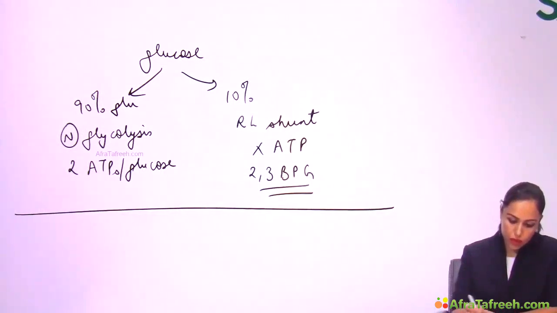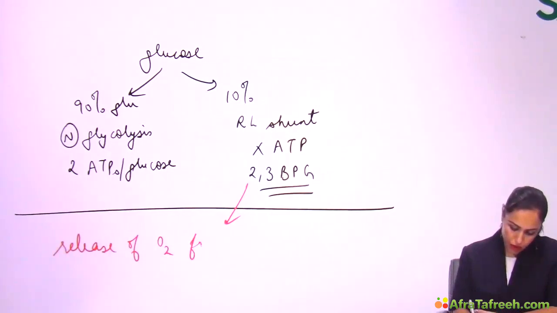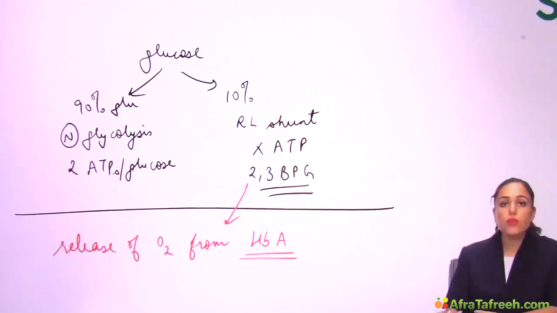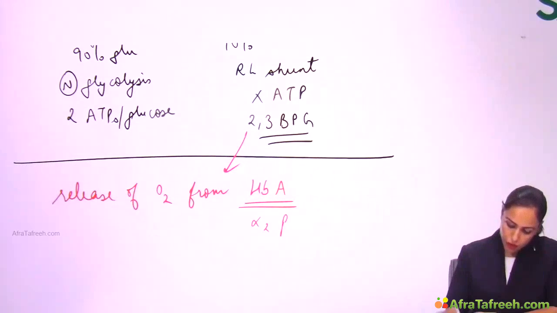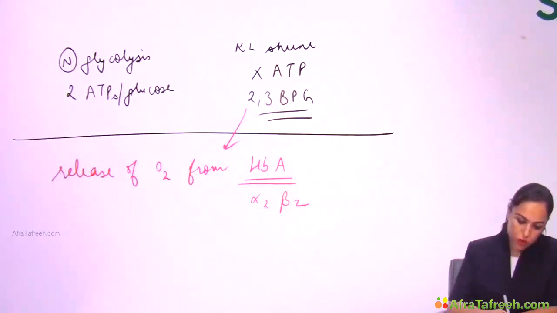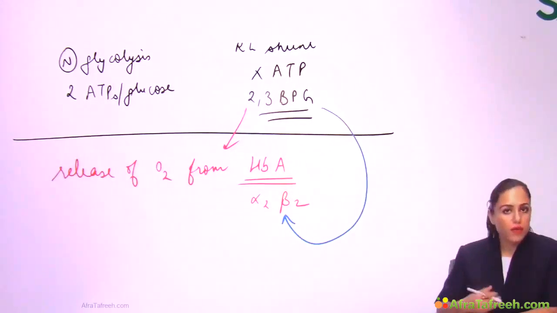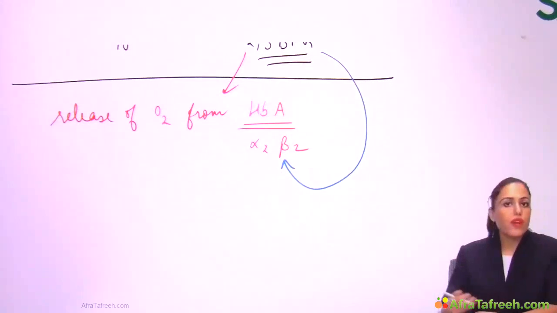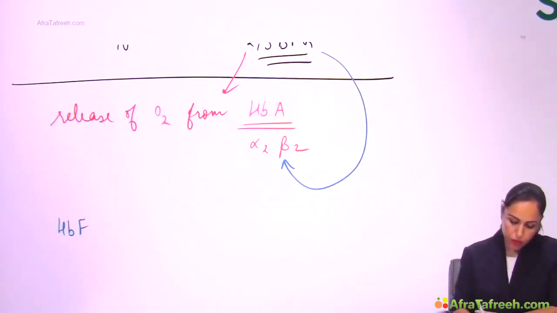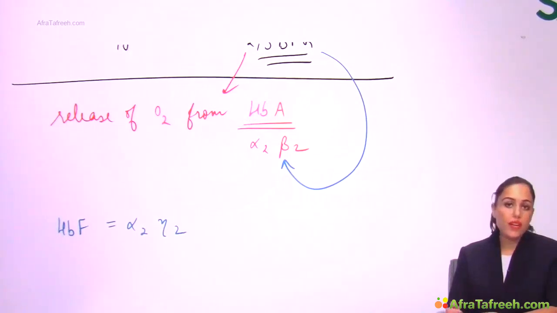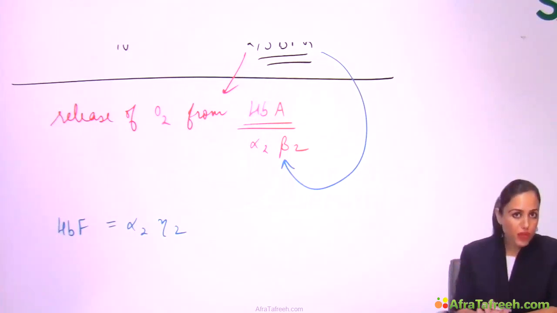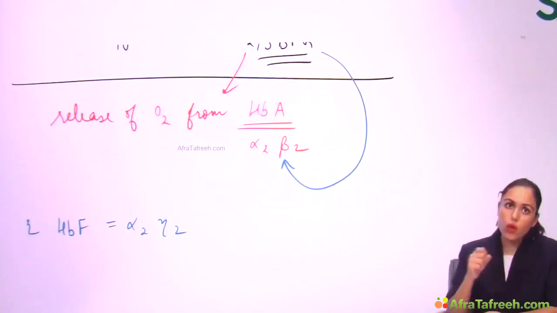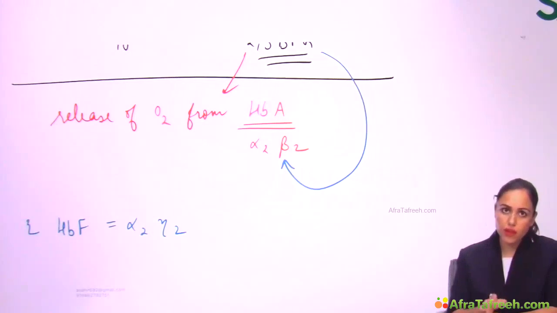So what is the use of this compound 2,3-BPG in RBCs? This 2,3-BPG is used for the release of oxygen from hemoglobin A. It can only affect hemoglobin A because hemoglobin A is 2 alpha 2 beta chains, and 2,3-BPG binds to the beta chain and affects the release of oxygen. Therefore, it will not affect any other hemoglobin. Any other hemoglobin, like fetal hemoglobin HbF, is 2 alpha 2 gamma. There is no beta chain in any other hemoglobin, and 2,3-BPG binds to the beta chain. Also, fetal hemoglobin should not be affected because it should take oxygen from the mother's blood. It should not release oxygen, right?